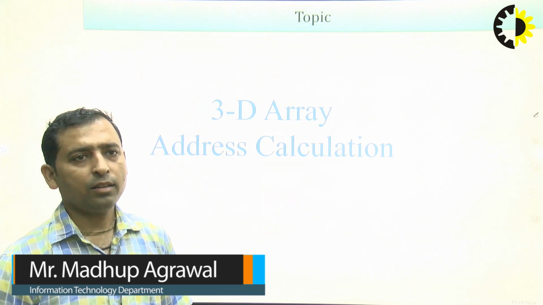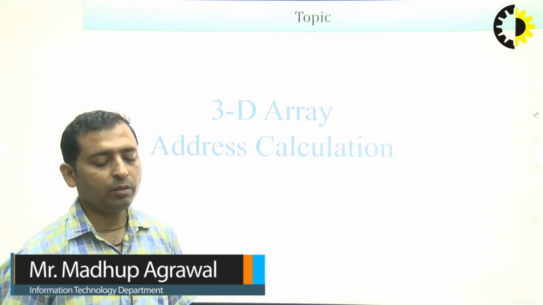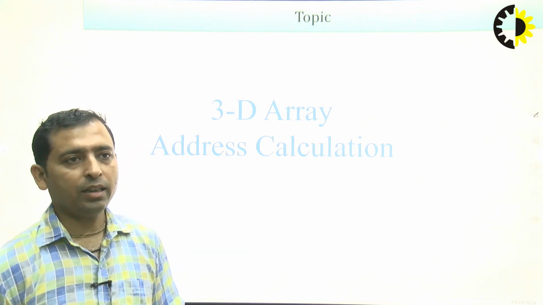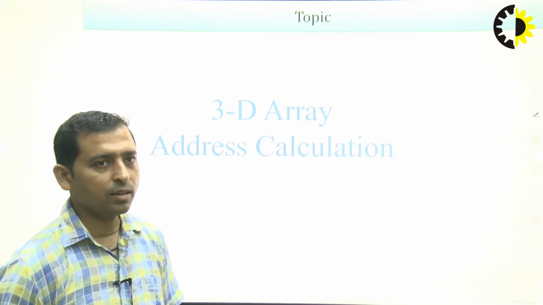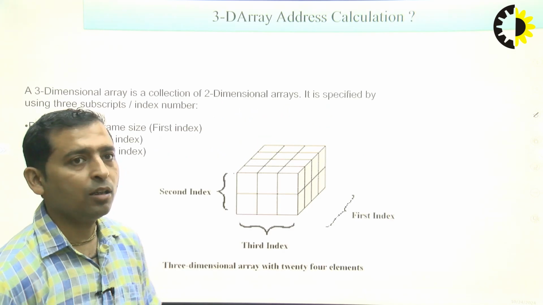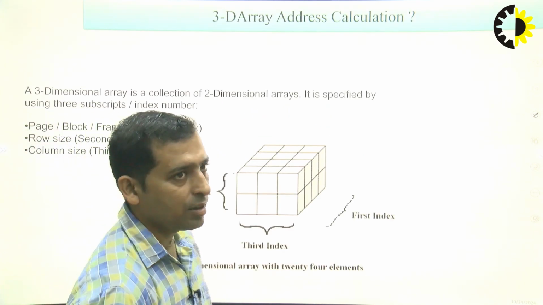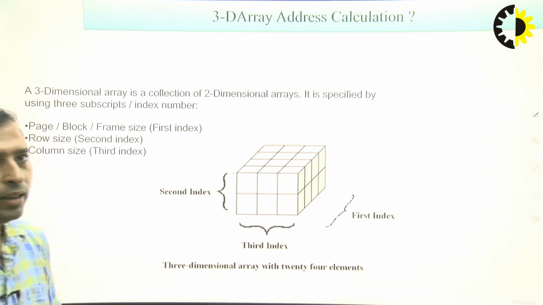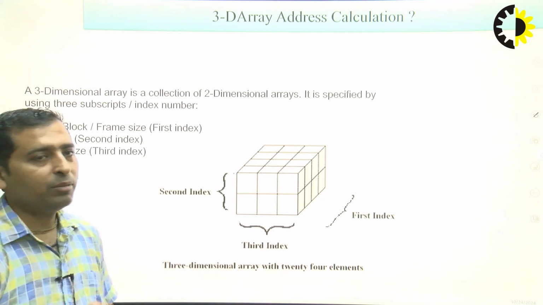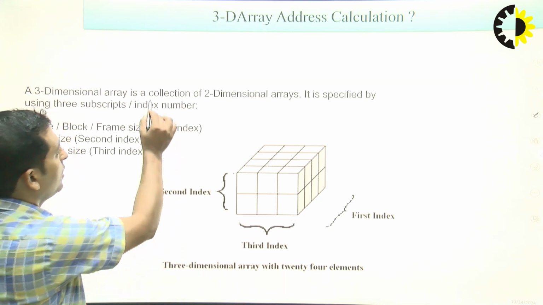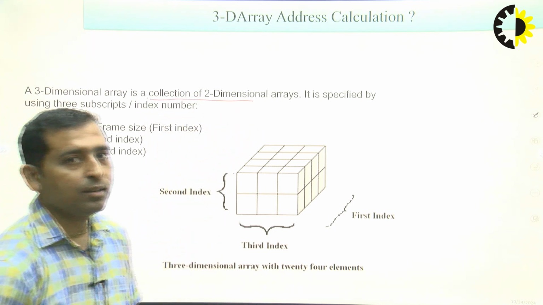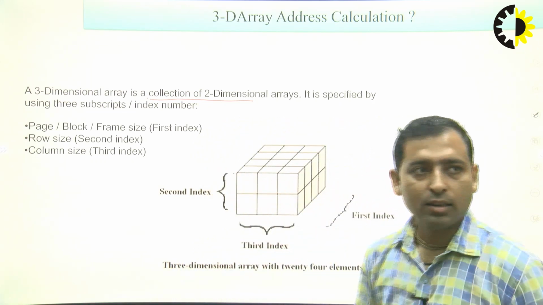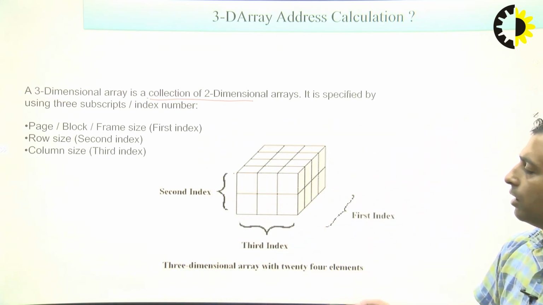Today our discussion topic is the 3D array. Previously we have already discussed 1D array address calculation and 2D array address calculation. Now we will discuss 3D array address calculation. So first we see what a 3D array is. A 3D array is a collection of two-dimension arrays, and it is specified by using three subscripts or indexes.